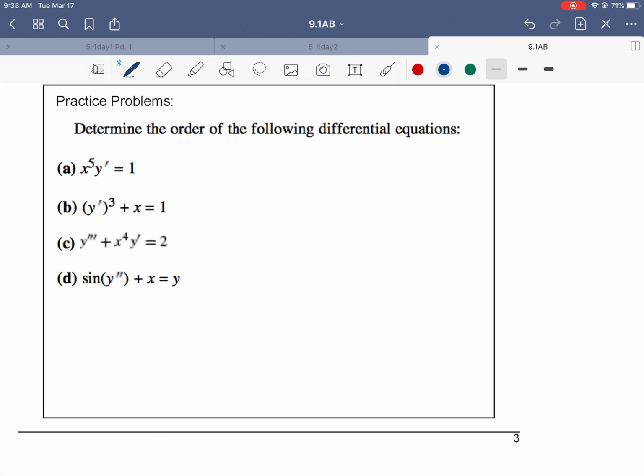I'll leave these practice problems for you. Go ahead and pause it if you want to give it a try, and then I'll fill in the answers for you.